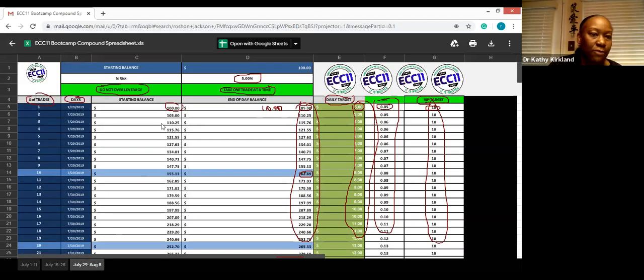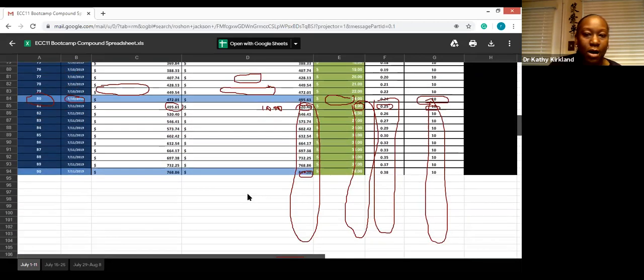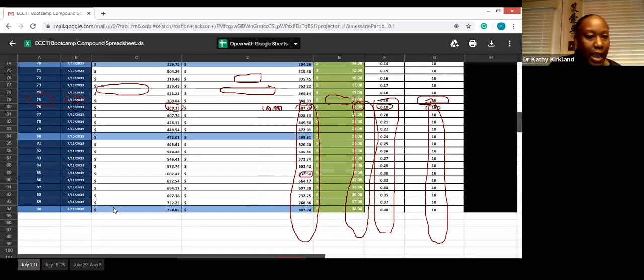Then they also have one where you start with $100. Now I will tell you with my $10 account, right now I am all the way down here. I am at the $807 mark with my $10 account. Have I had losses? Yes. Will you have losses? Yes. When you get a loss, you just go back.